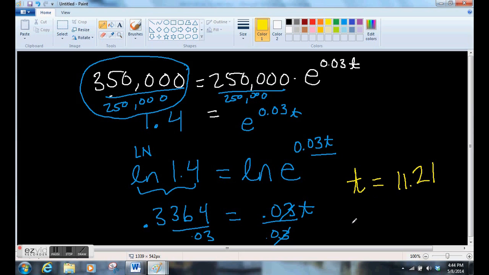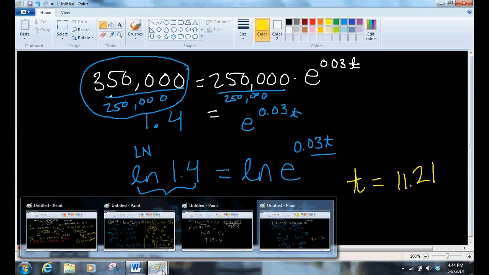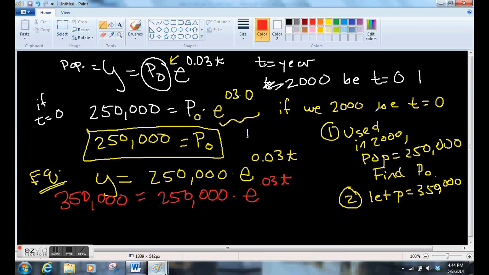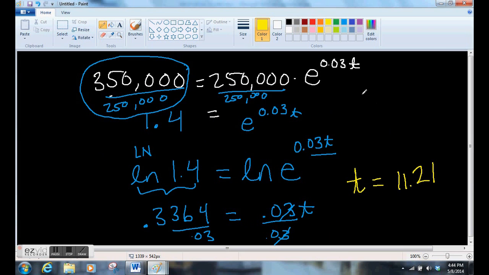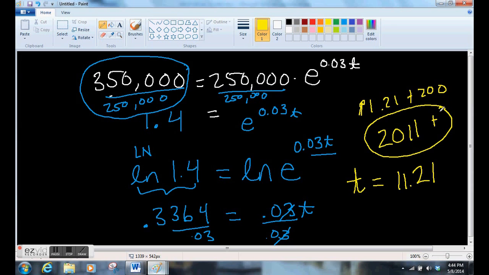11.21. So, before you just circle it and move on to the next problem, remember that we let year 2000 be t equals 0. So for our final answer, we're going to have 11.21 plus 2000. So the answer is 2011 plus a few months. I would accept, on a test, either 2011, or if you wanted to say 2012, I'd probably accept that too, because you're a little ways into 2012.